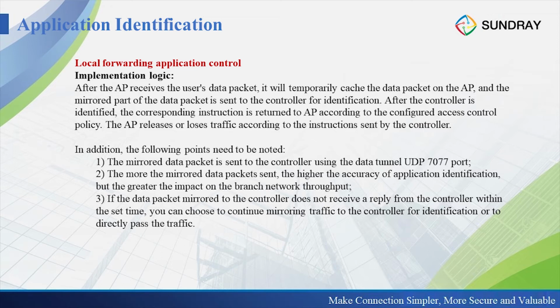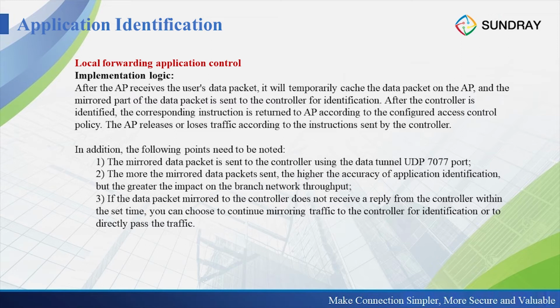Many people have asked me the difference between tunnel mode application identification and bridge mode application identification. The difference is that for tunnel mode, the user's data will be sent to the access controller directly. So we don't need to mirror the data packets. The user's data passes through the access controller directly, and at this time the controller can identify the traffic.